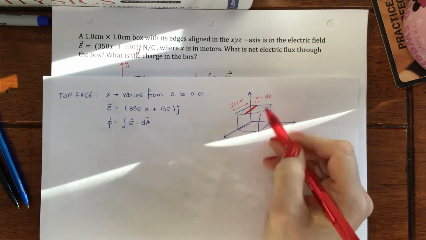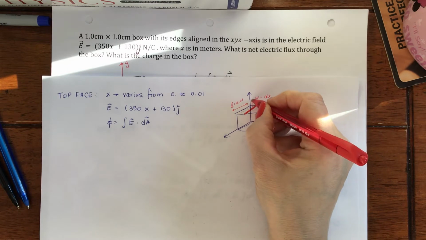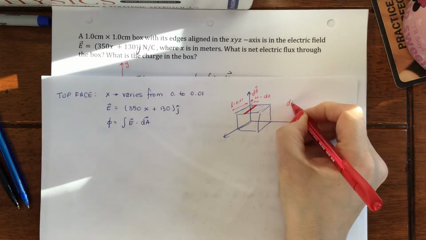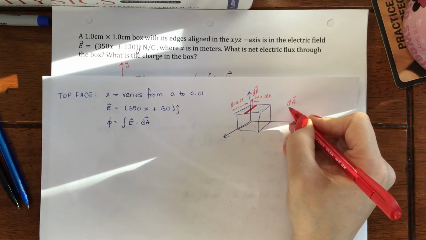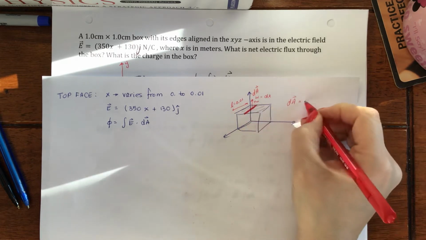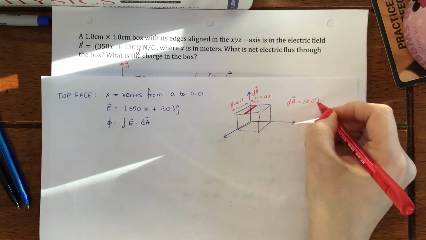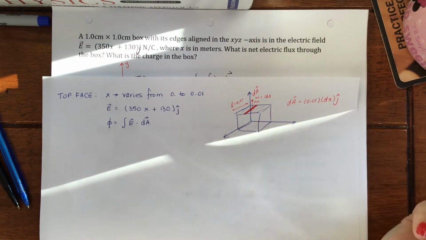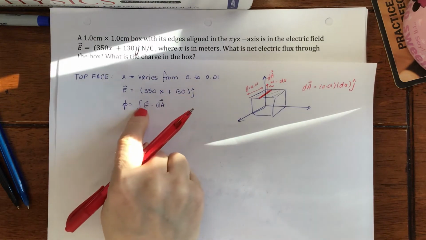The direction is straight up, dA. So dA, and we're saying dA because it's a little bit of area. If it were the whole area, we'd call it A. So dA is the length, 0.01, times the width, dx, with the direction up, which is j hat. So there's what we know for dA. So let's put in this for E, let's put in this for dA, and let's find our net electric flux.